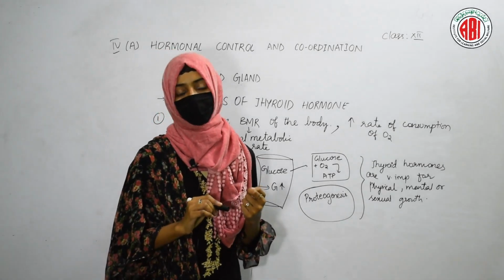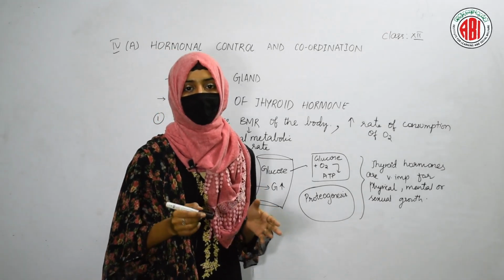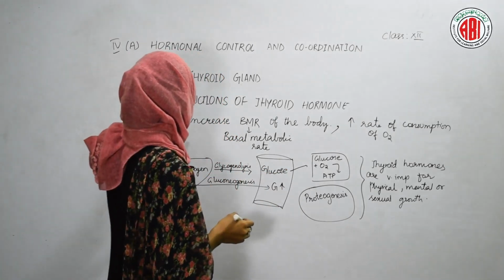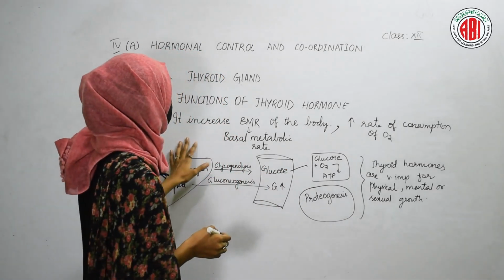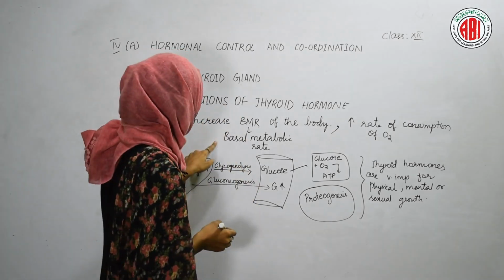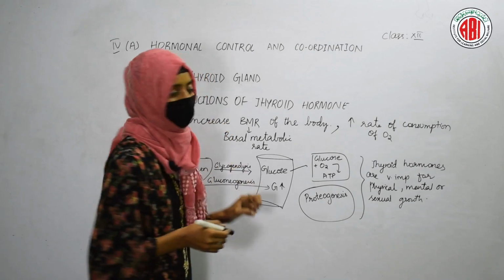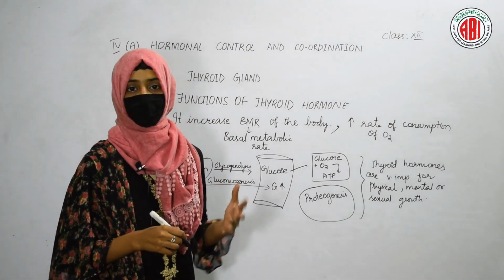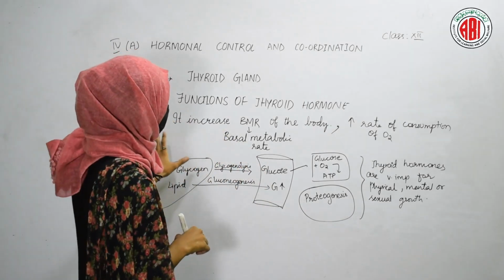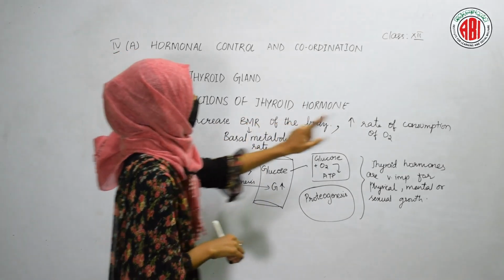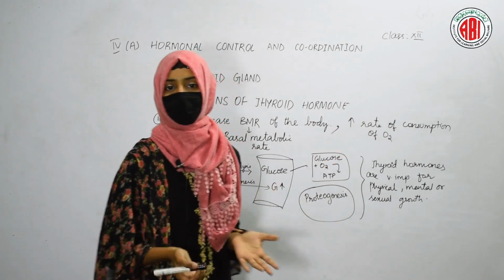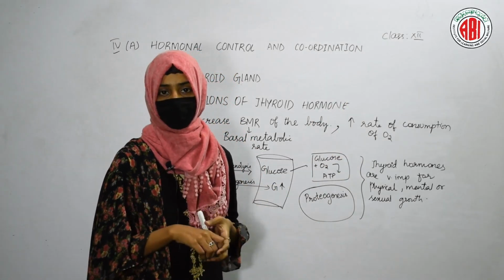Now let us talk about the functions of thyroid hormone, how it is essential for our body, that we will see now. So firstly, it increases the BMR of the body. It helps to increase the basal metabolic rate of our body. How does the metabolic rate increase due to the secretion of thyroid hormone? By the secretion of thyroid hormone, the rate of consumption of O2 increases. So how does the rate of consumption of O2 increase?